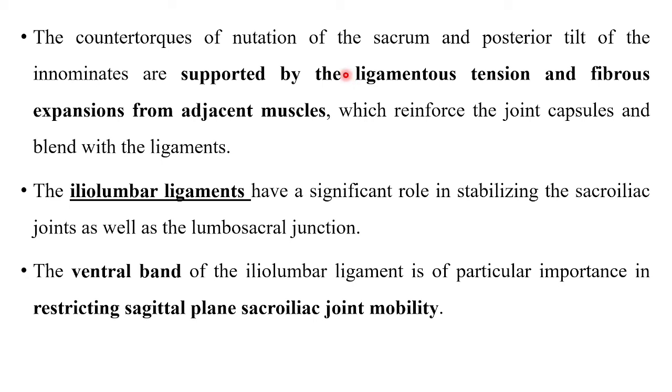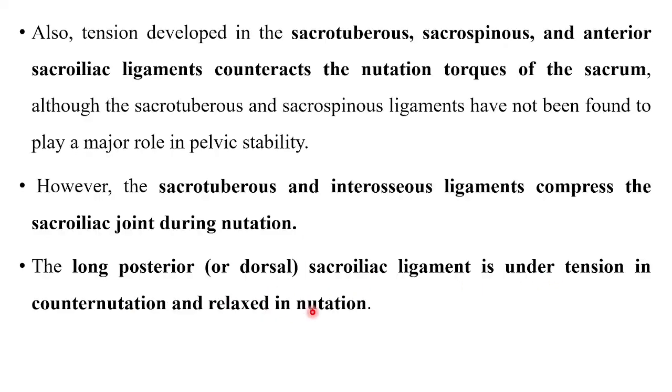The counter torques of the nutation of the sacrum and the posterior pelvic tilt of the innominates are supported by the ligamentous tension and fibrous expansion from the adjacent muscles, which reinforce the joint capsules and blend with the ligaments. The iliolumbar ligaments have a significant role in stabilizing the sacroiliac joint as well as the lumbosacral junction. The ventral band of the iliolumbar ligament is of particular importance in restricting the sagittal plane sacroiliac joint mobility. Also, tension developed in the sacrotuberous, sacrospinous, and anterior sacroiliac ligaments counteracts the nutation torques of the sacrum.